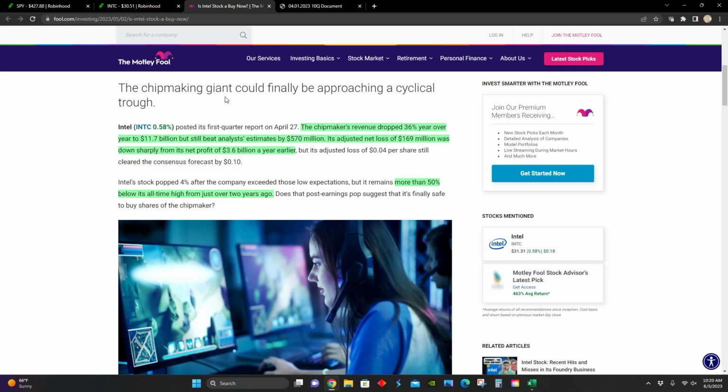So right here, this part of the article is titled, "The Chip Making Giant Could Finally Be Approaching a Cyclical Trough." Trough is the bottom. And so right here, it's highlighted, the chip maker's revenue dropped 36% year over year to $11.7 billion. Still beat analysts' estimates of $570 million for the first quarter of 2023. And their adjusted net loss of $169 million was sharply down from net profit of $3.6 billion year over year for the first quarter of 2023 compared to 2022. So obviously, revenue is declining for the fifth consecutive quarter, and net income is not even profitable. It's just a net loss right now.